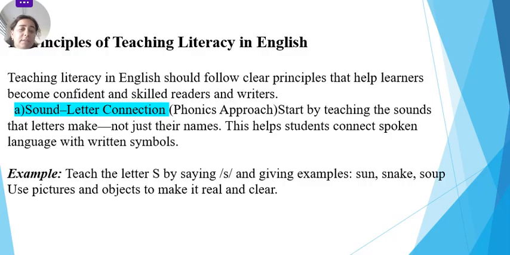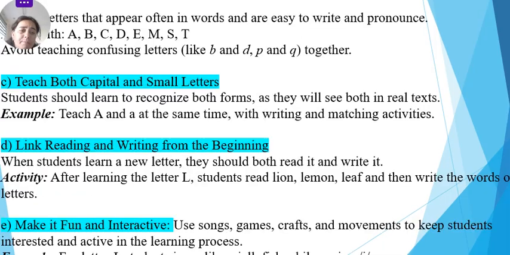Teaching literacy in English should follow clear principles that help learners become confident and skilled readers and writers. Sound letter connection, it's like the phonics approach. Start by teaching the sound that letters make, not just their names. This helps students connect spoken language with written symbols. For example, teach the letter S by saying and giving examples like sun, snake, soup, and you can use pictures and objects to make it real and clear.